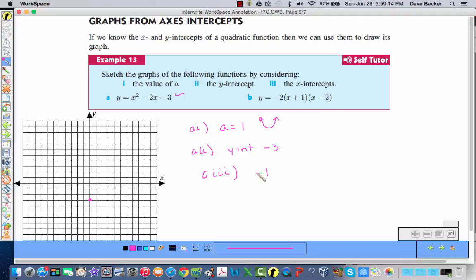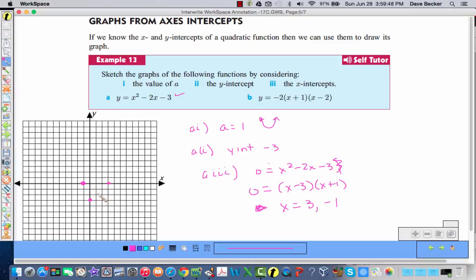And, oops, what am I doing? I went to part B. This is A. What are the x-intercepts? So I have to set that equal to 0, x squared minus 2x minus 3. Sorry about that. So 0 is going to be x minus 3 times x plus 1. So my x-intercepts are going to be 3 and -1. So 1, 2, 3, and -1 right here.